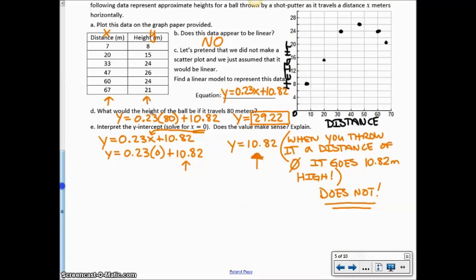Okay. However, if it was in feet, then I would say that it would probably be feasible for it to be maybe 6 feet off the ground, because how tall is the person throwing it? You're definitely not throwing it from 0. You're throwing it from some height, just not 10.82 meters, because that's tall.